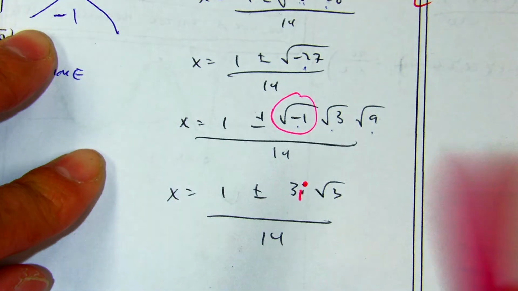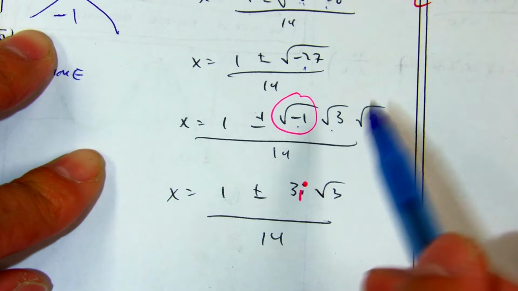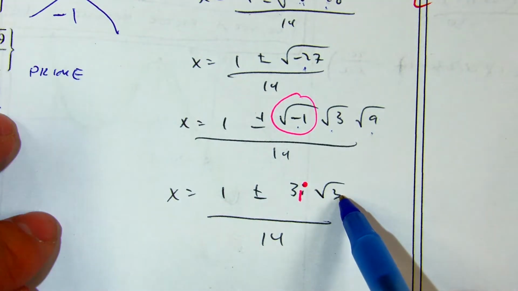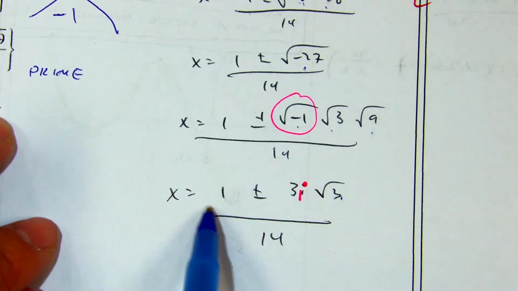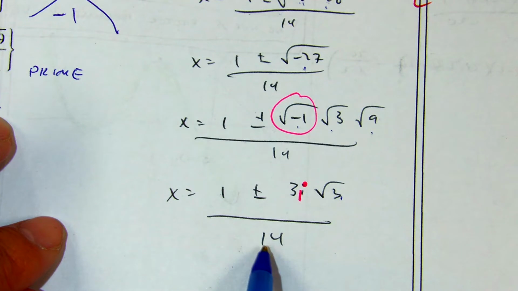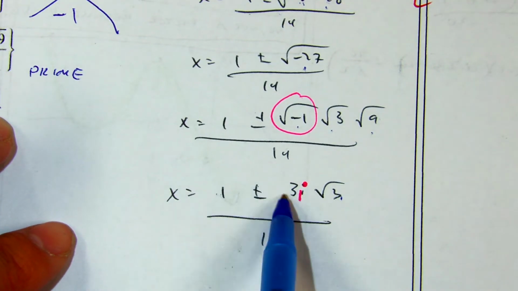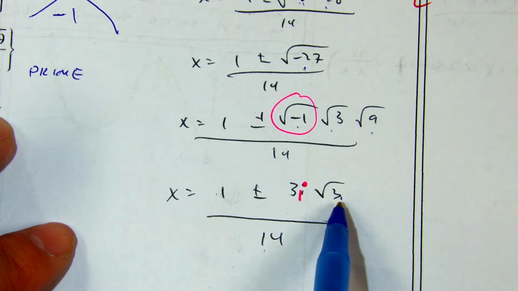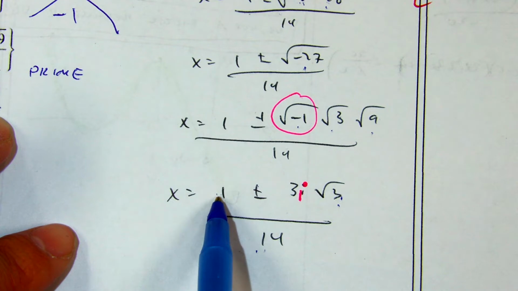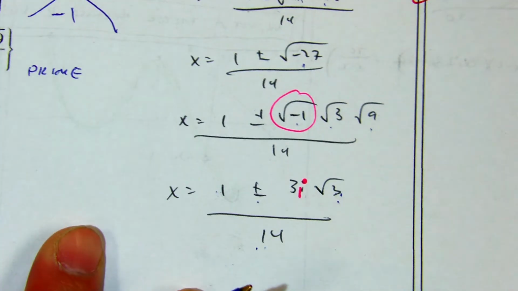The square root of 9 is 3. Did you notice that this 3 does not have a square root on it? And then you have the radical 3 here. My answer is, now this is an odd, even. So there is no greatest common factor. So my answer is 1 plus 3i times radical 3 over 14. And the second answer is 1 minus 3i radical 3 over 14, which is choice A.